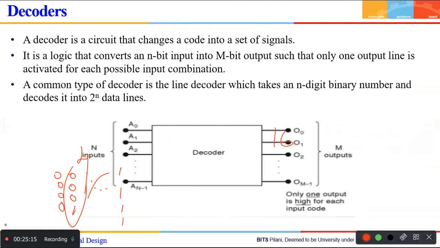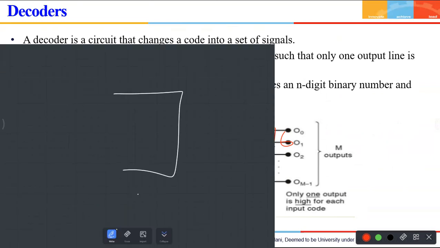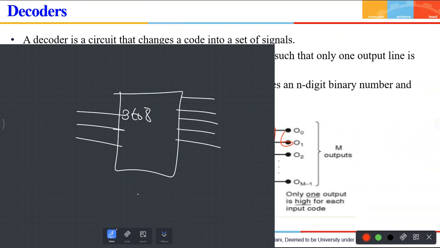A decoder is going to enable the outputs depending on the inputs. I can give you a simple example. This is your 3 to 8 decoder. I have told you this during my last class. Assume there are how many inputs? 3 inputs, and how many outputs will be there? 1, 2, 3, 4, 5, 6, 7, 8.